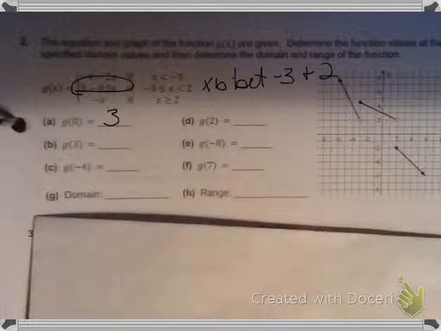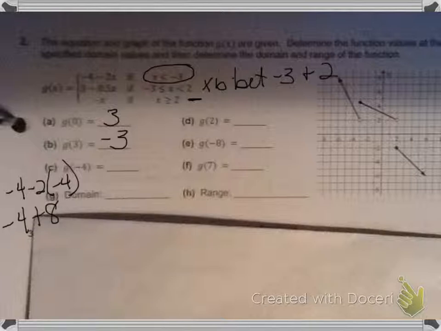Example B, g of 3, which one is this true for? That is true for the third equation. 3 is greater than or equal to 2, so the answer is -3. G of -4, that is true for the first equation. So we're going to plug in -4 into the first equation. That reads -4 minus 2x. So that's -4 minus 2 times -4. So that's -4 plus 8, which is +4.